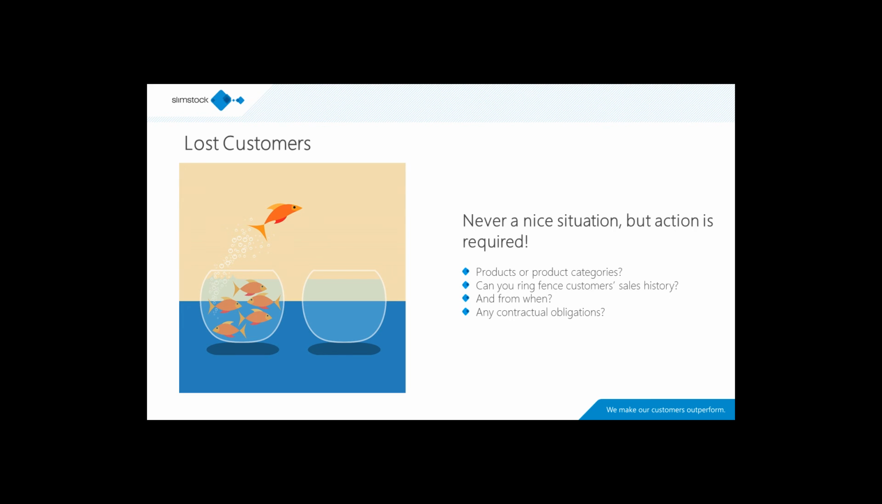And so it's important that sales, marketing and supply chain work closely together to analyze which products or product categories are involved, ideally ring-fencing the customer's sales history and excluding it from the forecast calculation. We may also need to consider if there are any contractual obligations to supply the customer to an agreed end date or continue to hold spares or warranty parts for them.